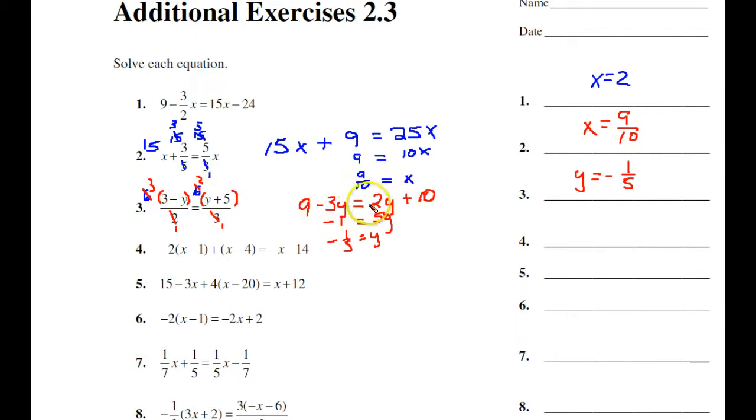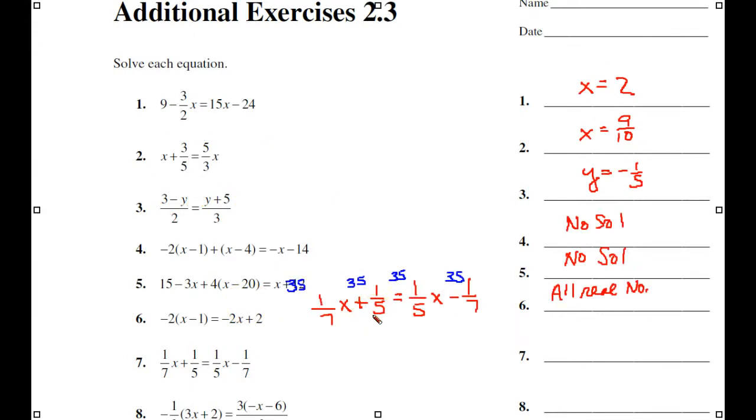I'm going to keep my y's positive, so I'm going to add 3y. This becomes 5y. I'm going to subtract 10. This side then becomes a -1. I'm going to divide both sides by 5. Here, y is a -1/5. Okay, number 4 is straightforward. You're just going to be sure you get rid of all the parentheses, group like terms. The same with number 5, the same with number 6. So let's set up for number 7.